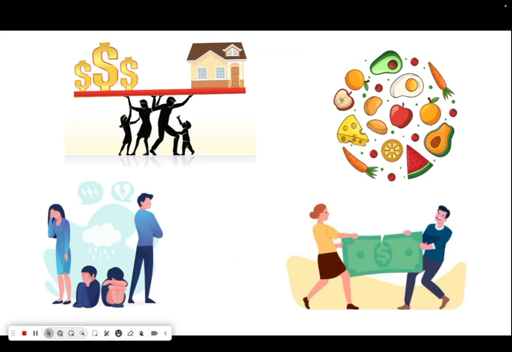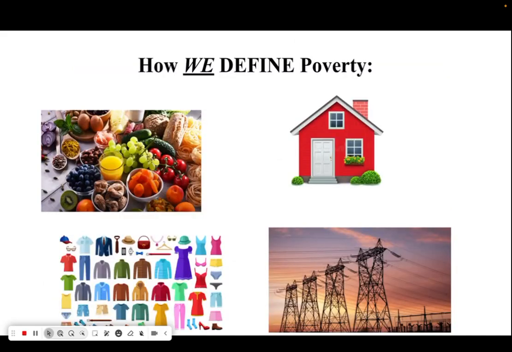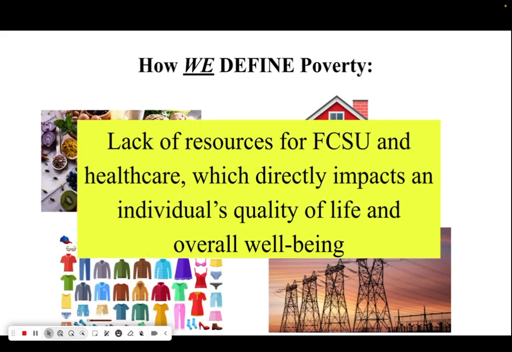This cycle of poverty leaves them feeling trapped, with hopes for a better future dimmed by their current struggle for survival. How we define poverty: a lack of resources for food, clothing, shelter, utilities, and healthcare, which directly impacts an individual's quality of life and overall well-being. This definition encompasses basic survival needs critical to well-being.